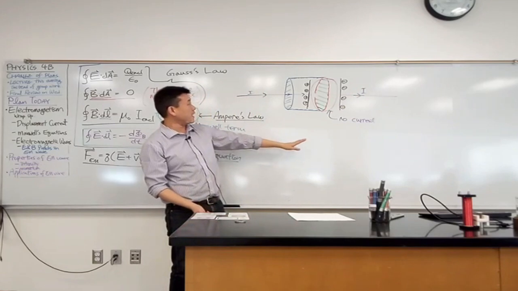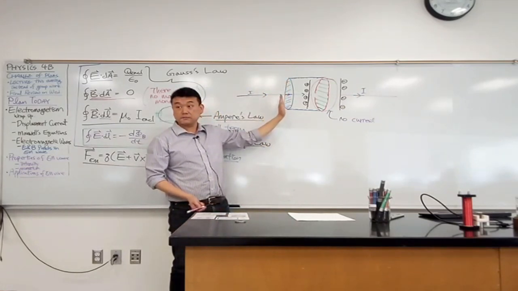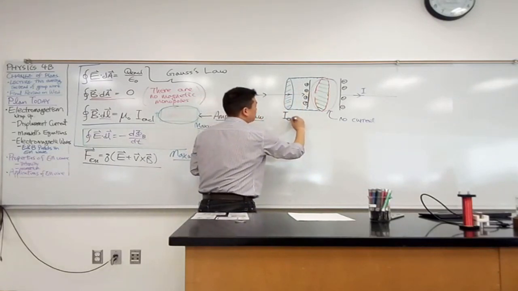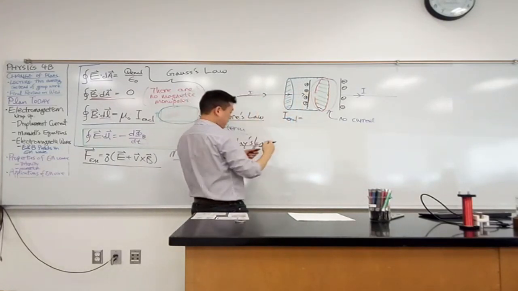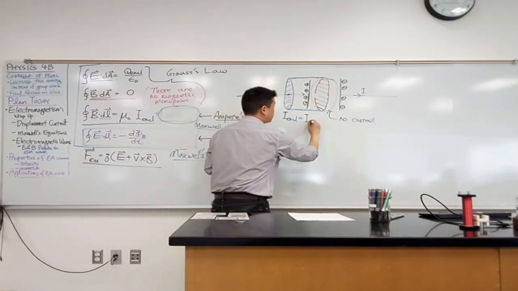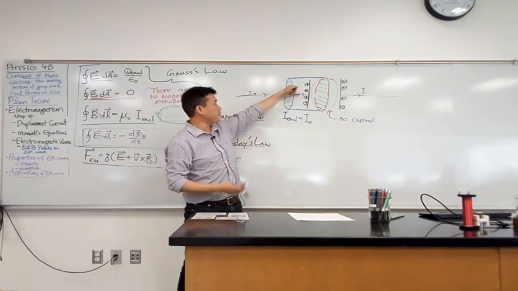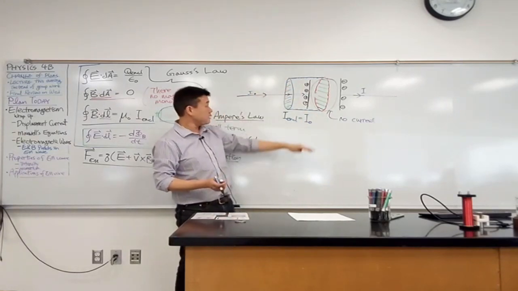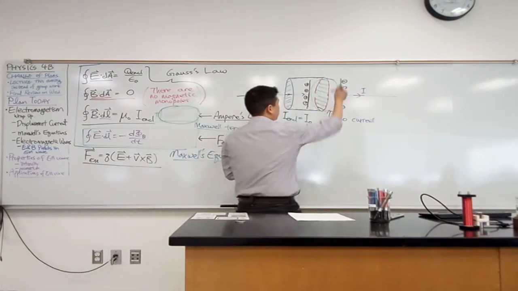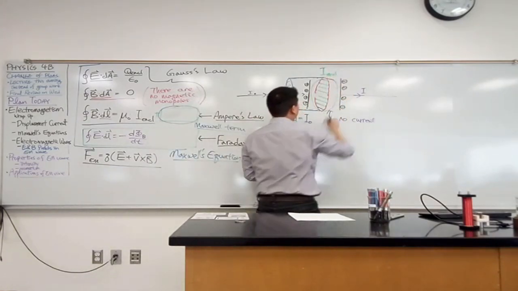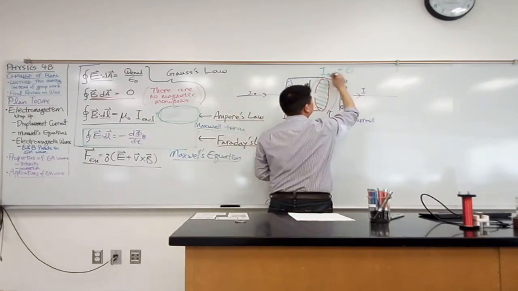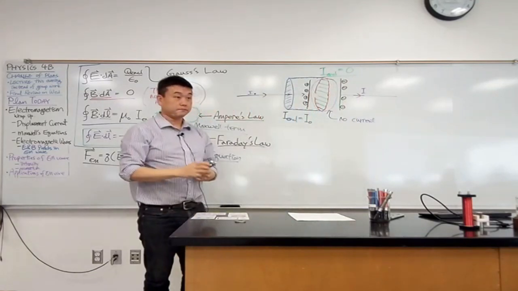Because when you look at current enclosed through the blue surface, that is the current that was coming in. Let me call that I naught, because it pokes through and it never leaves through any of the side surfaces. So that is my current enclosed. But when you look at the current enclosed through the green surface, well, no charge ever crossed this surface. So this is now 0.